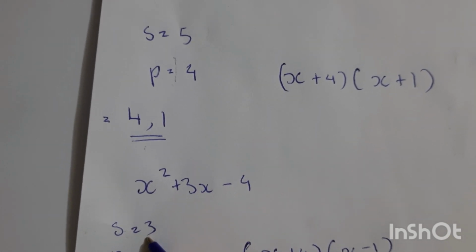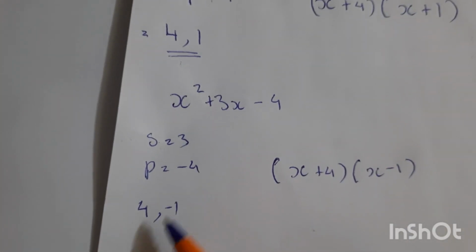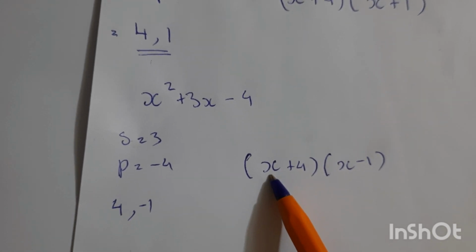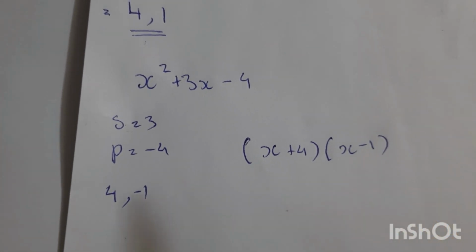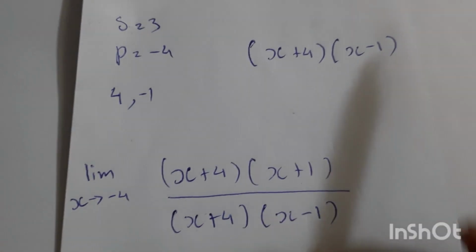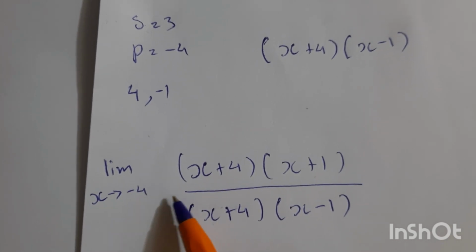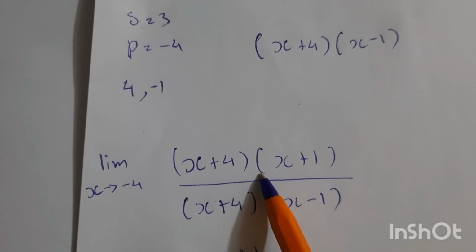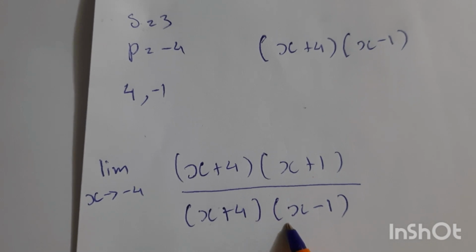The sum is 3, the product is -4. And what are the factors? 4 and -1. So we get (x + 4)(x - 1). So we're going to replace them back into the equation as the numerator and denominator respectively. So the limit as x goes to -4 of (x + 4)(x + 1), and then the bottom is (x + 4)(x - 1).